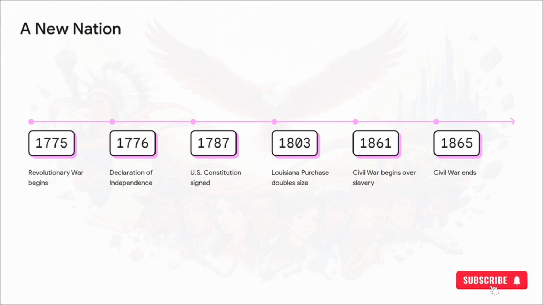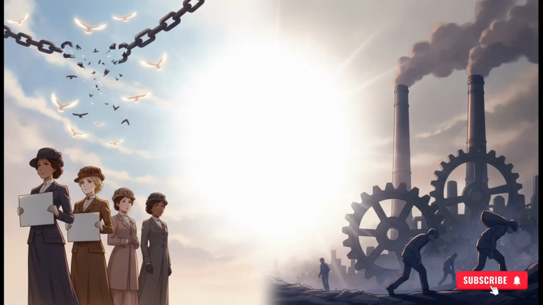Now, this expansion, built heavily on settler colonialism and displacing indigenous peoples, skyrocketed tensions over the legality of slavery in these new territories, and that ultimately boiled over in 1861 into the Civil War, a devastating conflict fought directly over the institution of slavery. Here is where it gets absolutely crucial for understanding modern American identity.